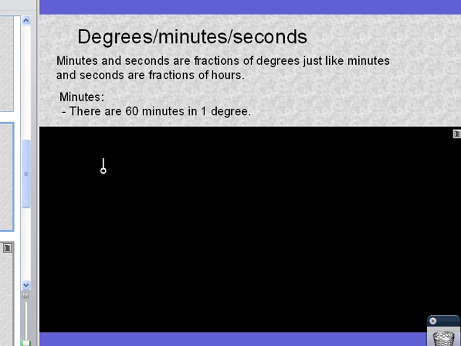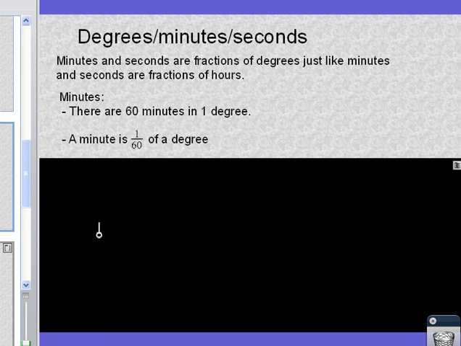So there are 60 minutes in 1 degree, just like there are 60 minutes in 1 hour. So you can kind of think of degrees as hours. That means a minute is 1/60th of a degree.